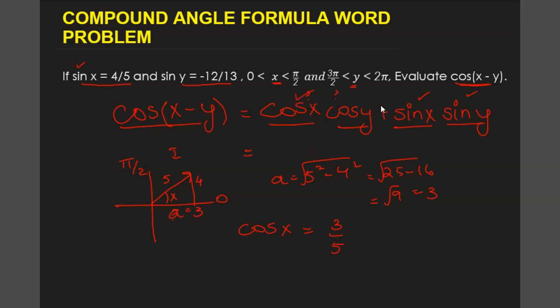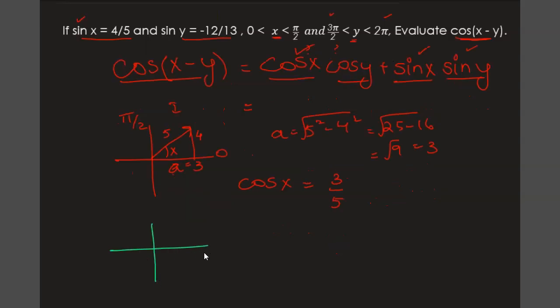Next I have to find the value of cosine y, and for that I will see where y is lying. So y is from 3 pi by 2 to 2 pi. That means angle y lies in the fourth quadrant, because the fourth quadrant is 3 pi by 2 to 2 pi. So this is angle y. We complete the triangle with the x-axis because we know sin y is opposite over hypotenuse, so opposite is negative 12, and we see the y-axis is negative. 13 is the hypotenuse.